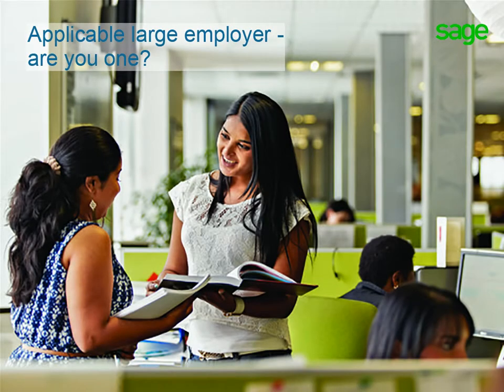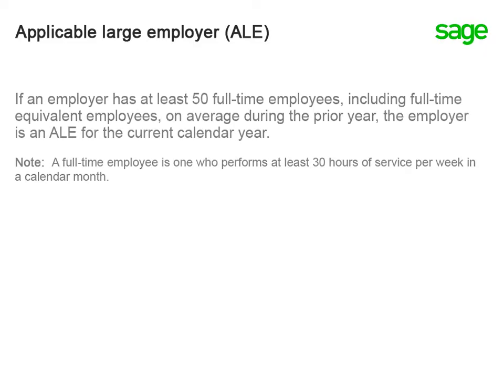What does an applicable large employer mean? And is your business one? According to the IRS, an applicable large employer, or an ALE, is one that employed at least 50 full-time employees or a combination of full-time and part-time employees that equals at least 50 during the preceding calendar year. For the purpose of the Affordable Care Act, a full-time employee is one who performs at least 30 hours of service per week in a calendar month.